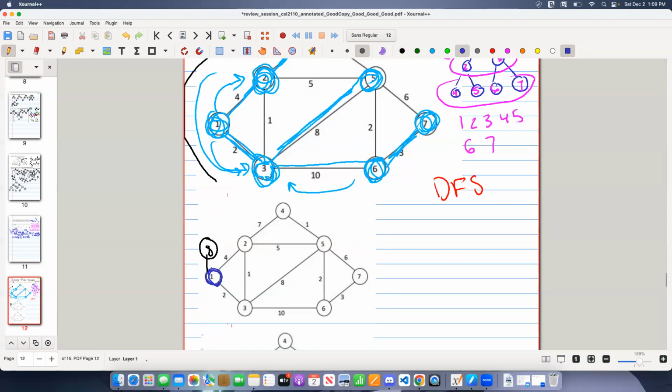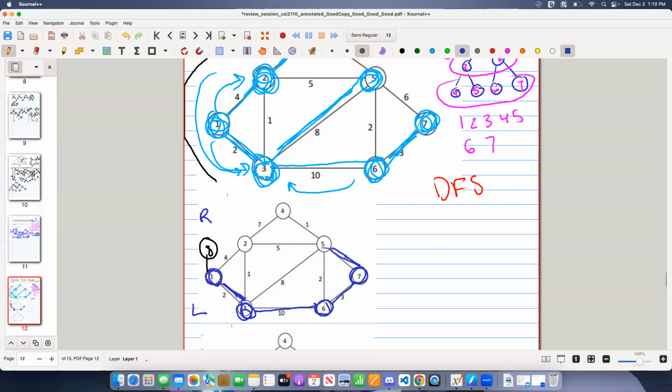Okay, we're going to start at 1, and we're going to go towards the left. Let me just write, this is left, this is right. We're going to go towards 3. Is there any node that 3 can explore? Yes, we go towards the leftmost node, which is 6. Is there anything else that 6 can explore? Yes, it can explore 7 without creating a cycle.